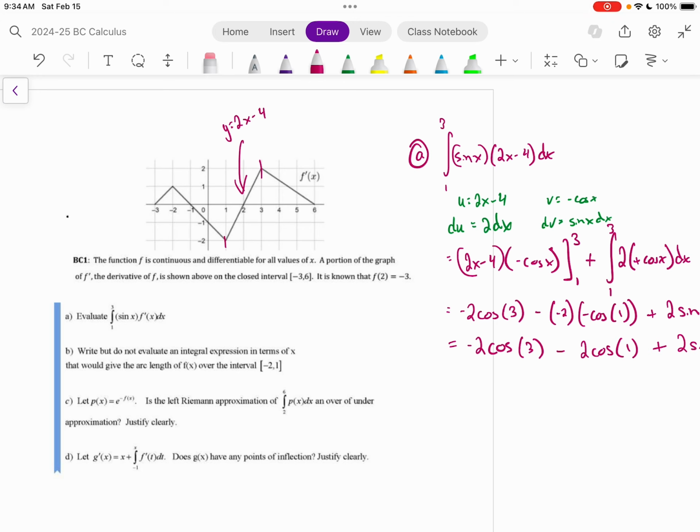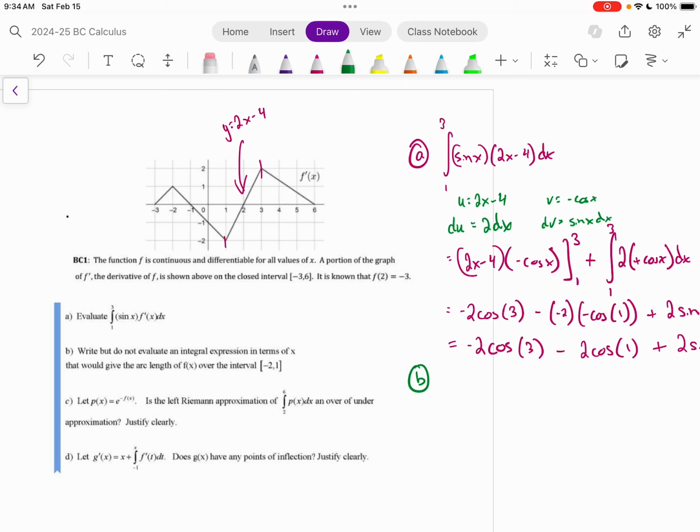For b, write but do not evaluate an integral expression in terms of x that would give the arc length of f over this interval. Okay, so we remember arc length: integral from a to b, square root of 1 plus f prime squared. Well, that's not so bad then.